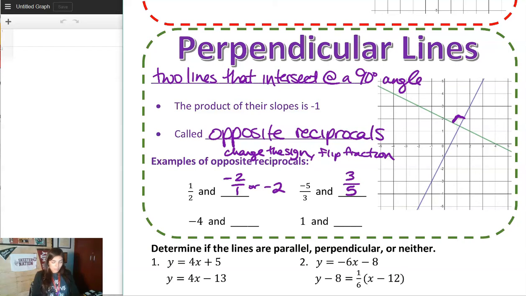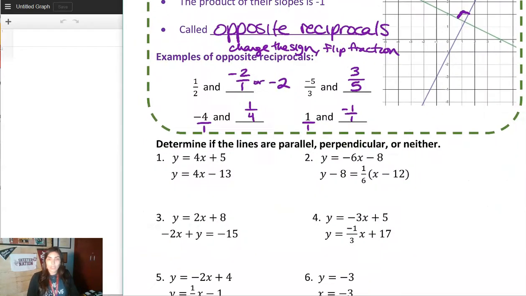What is the opposite reciprocal of -4? Hint, -4 is -4/1. What is the opposite reciprocal? 1/4. Very good. Flip the fraction, change the sign. And since 1 is also like saying 1/1, what is the opposite reciprocal? -1/1. Fantastic.